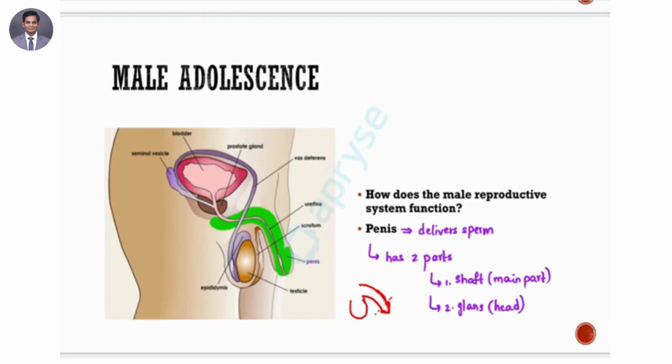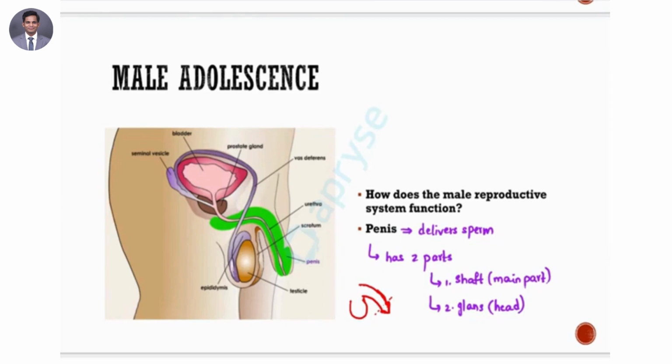So what does it have? Structurally speaking, the penis basically contains two major parts. One is the shaft, which is the body, the portion that goes all the way till the head. And then you have the glans, GLANS, which is the tip or the head.